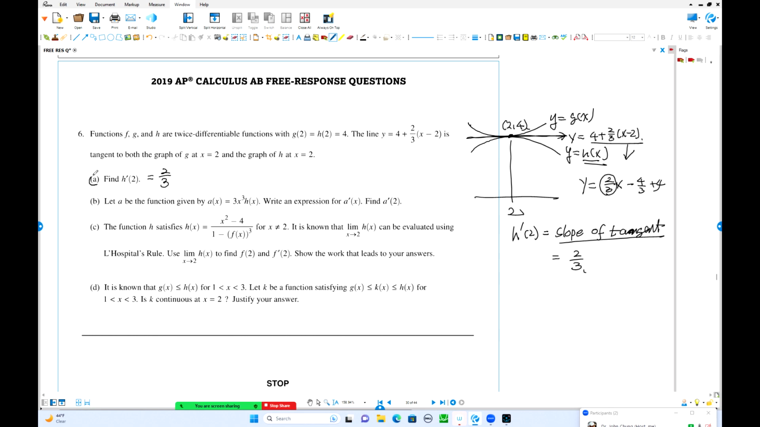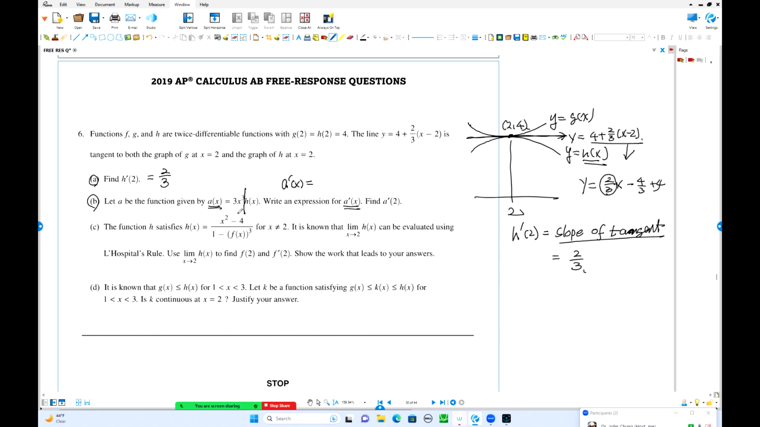All right, the next one, part B. Let a be a new function. I'm going to write it down over here: a of x. Express a prime of x and find its derivative at x equals 2. That just creates a new function, but it doesn't matter. What is a prime of x? Let's take a prime of x.